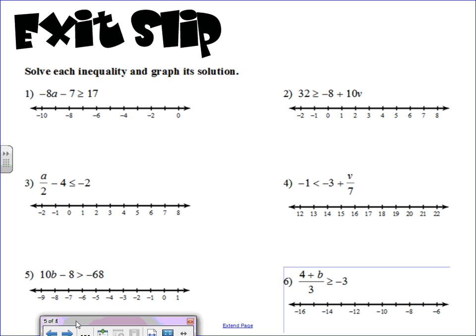All right, here is your exit slip. Please make sure that you do these as well.